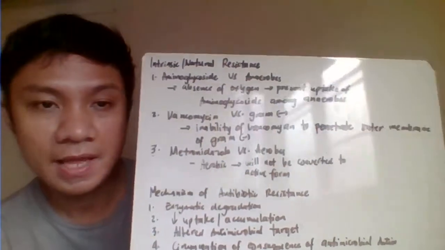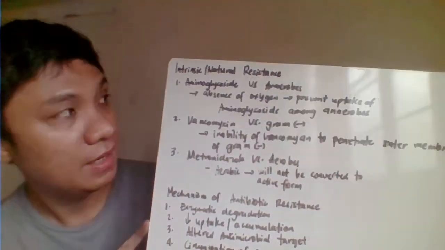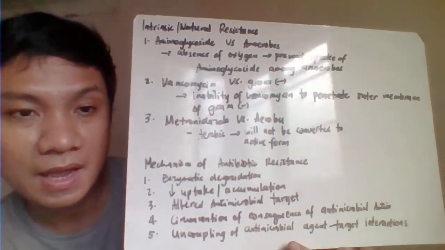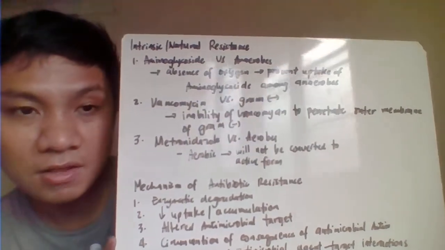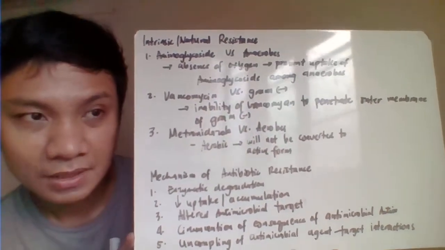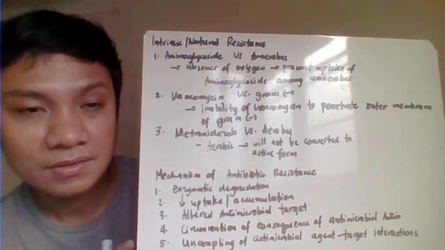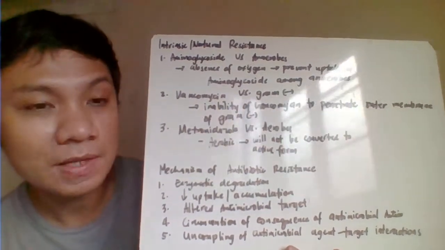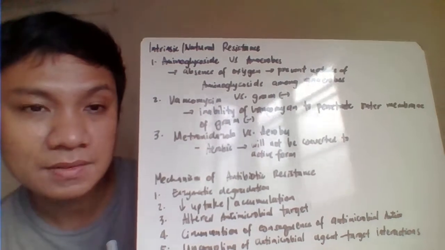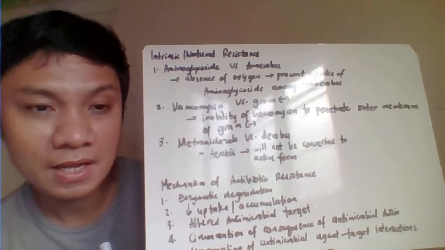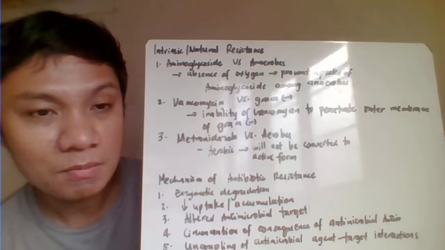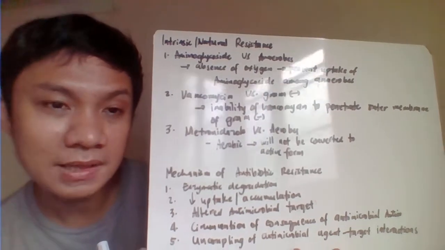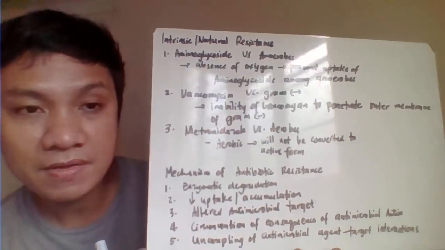Okay, we have here examples of your natural resistance, or the intrinsic resistance. First one, we have your aminoglycosides versus your anaerobes. Remember here that your aminoglycosides work best in an aerobic environment. So in the absence of oxygen, like in the case of your anaerobe, aminoglycoside will not be effective, because again, in order for the aminoglycoside to be taken up and enter the cell, it requires oxygen. So, since ang anaerobe natin, walang oxygen, they thrive in the absence of oxygen.